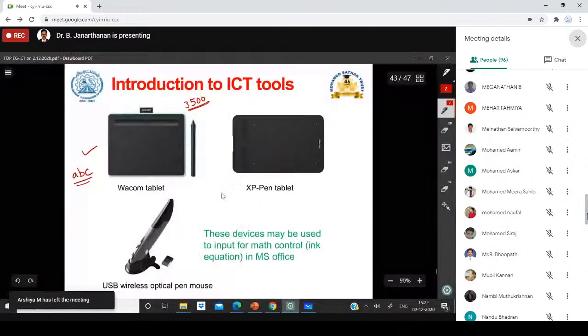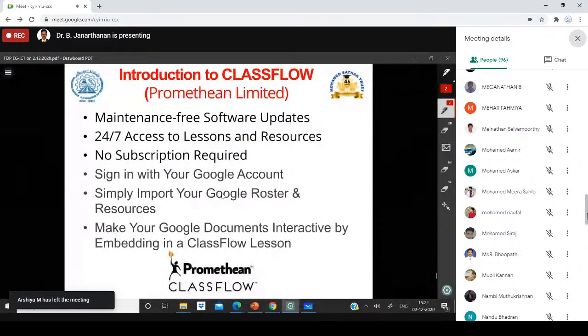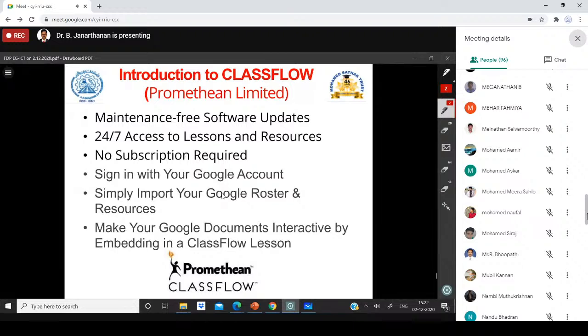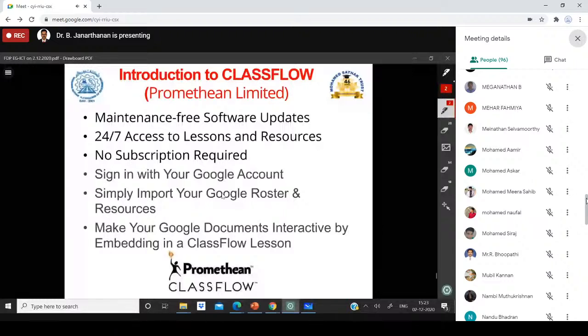Then I am going to show you now quickly, in another 10 minutes, how to use this ClassFlow software, which comes from a company called Promethean Limited. Why I prefer this software is that it is maintenance free with software updates, and some of the features are free. Unless you go for a full featured version, they are offering it amazingly at free of cost. Then it is 24/7 access to lessons and resources for the students, for learners.